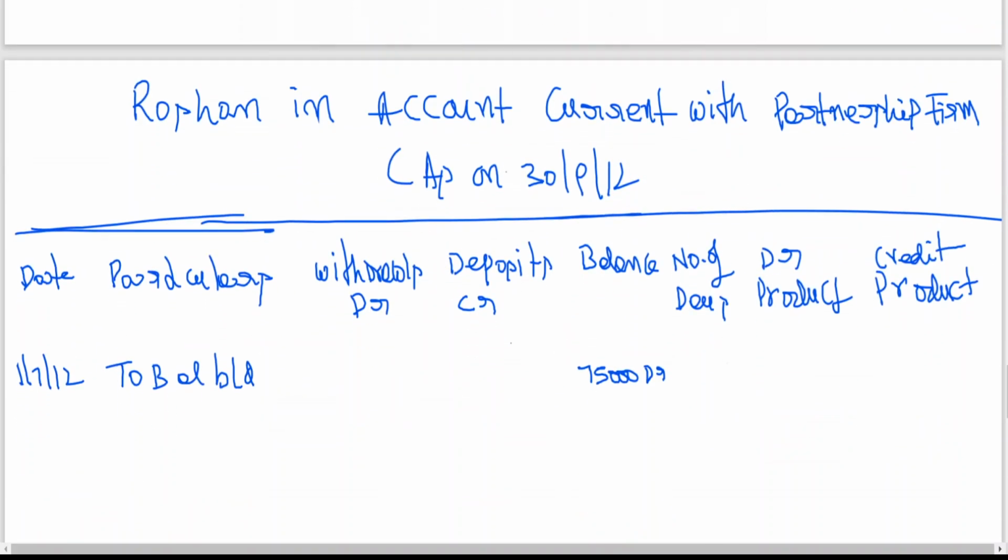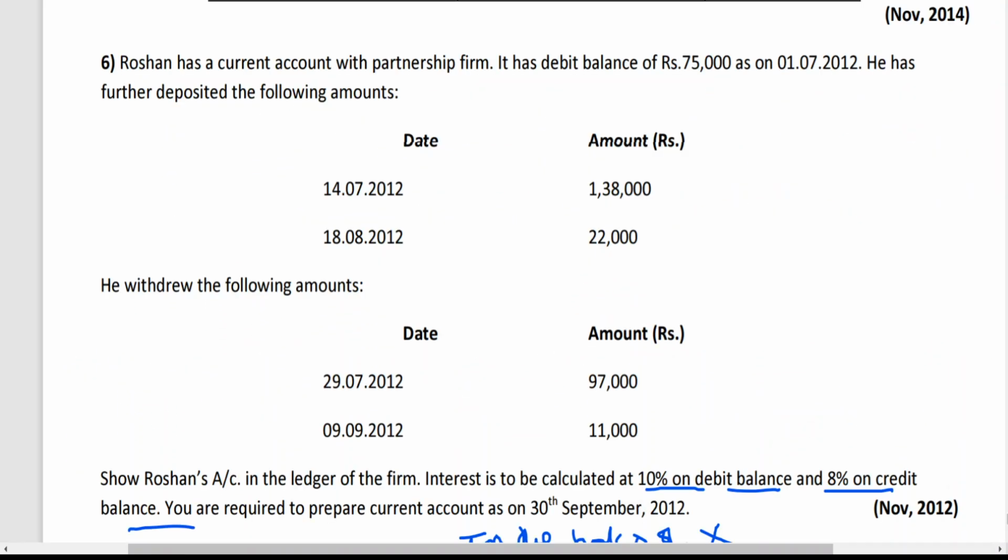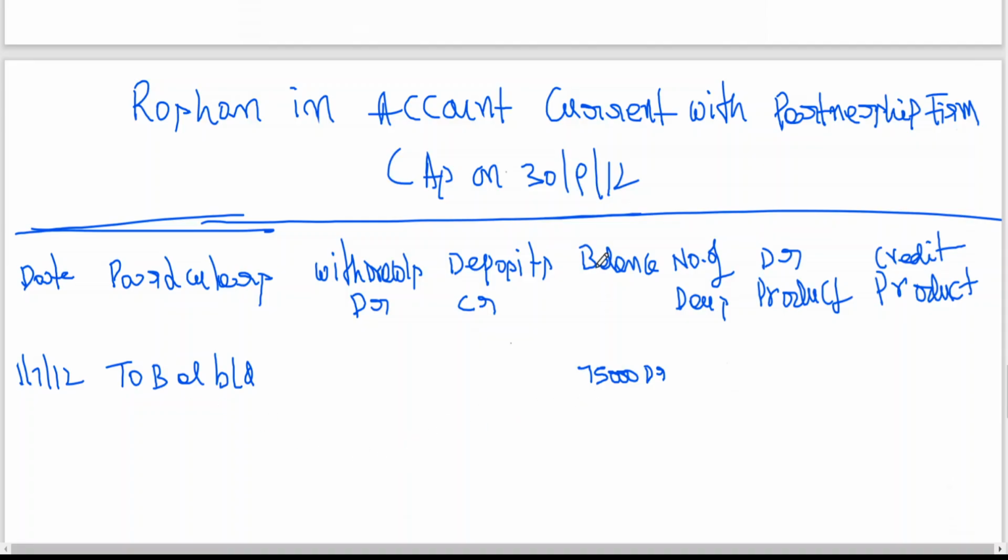Please try to understand. First, what have I written here? Opening balance I have written as debit balance, no? Just like your passbook, my dear friends, you can recollect yourself. Debit balance, to balance brought down, balance is debit. Whenever an amount is withdrawn, you debit. Whenever an amount is deposited, you credit. Now these three things I'll explain. Up to this, I think it is clear to all of you. 1st July 2012, opening balance, debit balance.